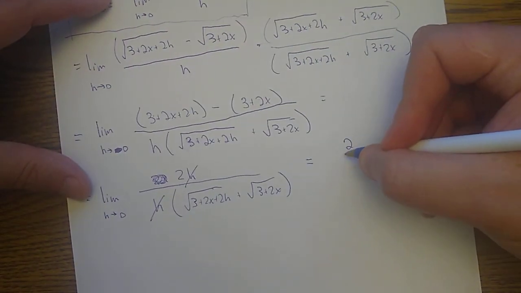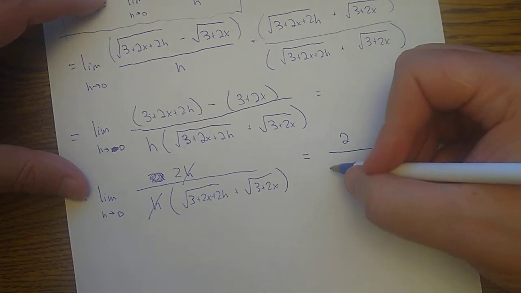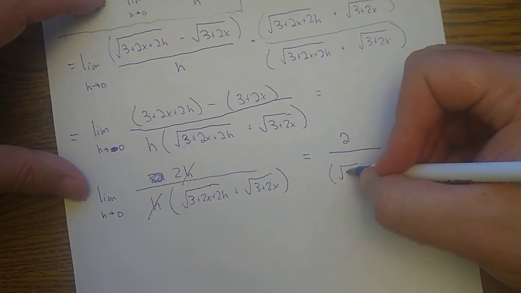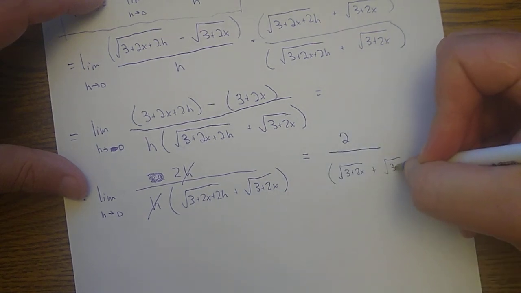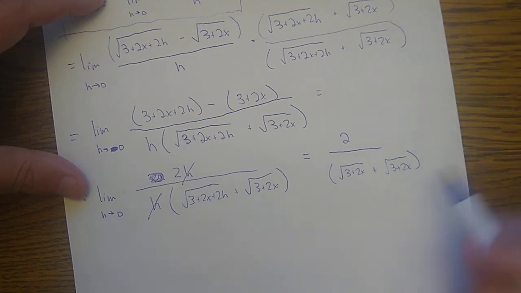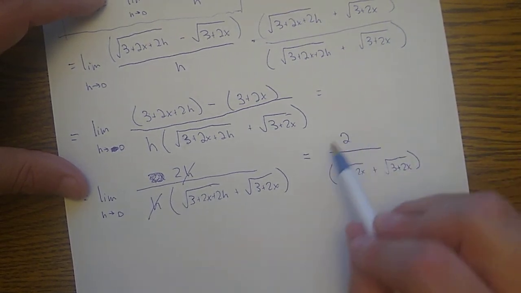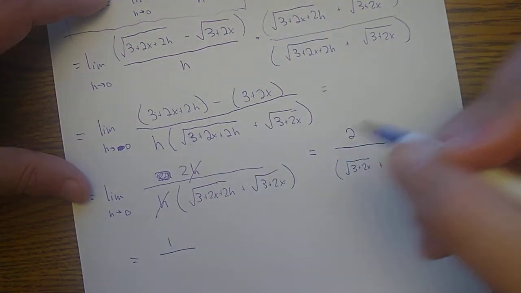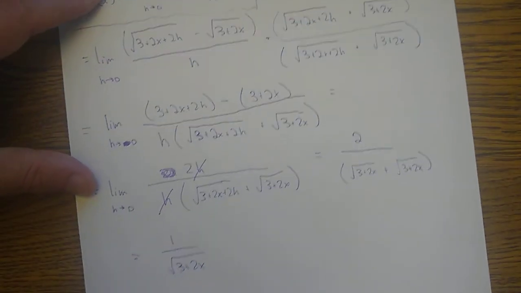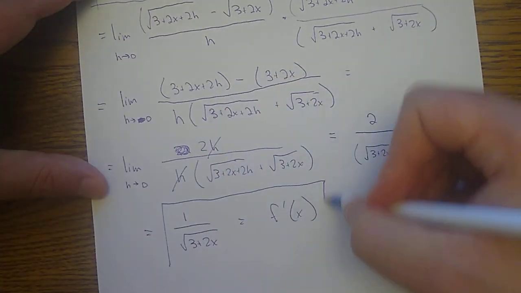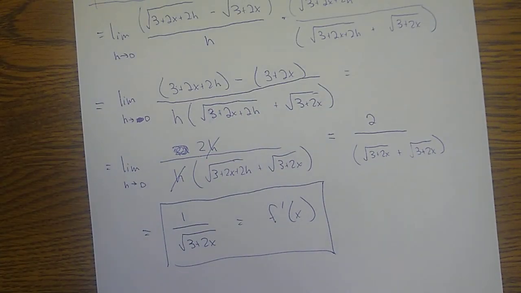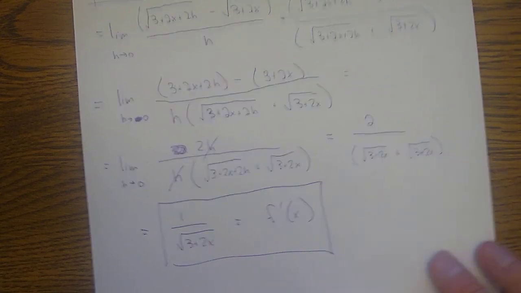This is 2 over the square root of 3 plus 2x, and then there's another square root of 3 plus 2x. So then I have 2 of them, but then I could cancel the 2 with that, so I would just get 1 over the square root of 3 plus 2x. And that's f prime of x. Okay, so then that should be about it for this video.